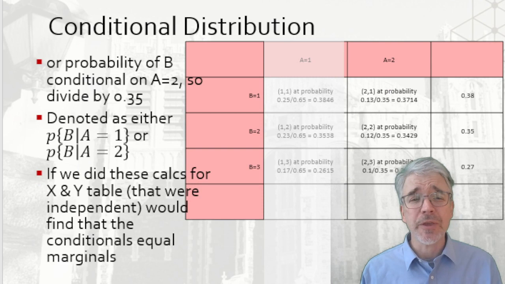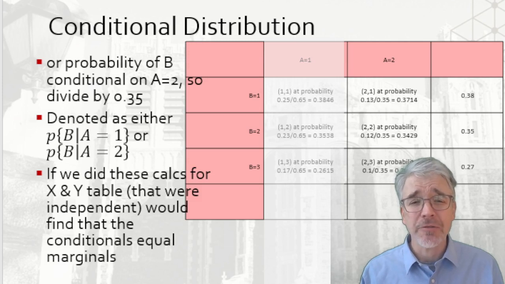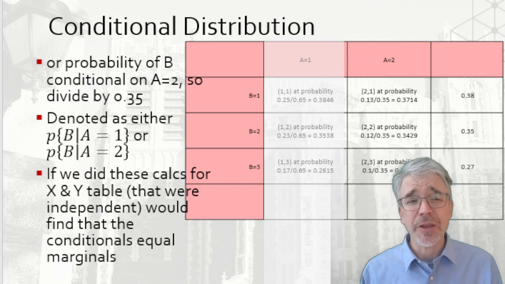Can do the same thing conditional on a equals 2. What are the probabilities of different outcomes of b? Just do those simple calculations. Note, these are different numbers. They're not equal to marginals. They're not equal to each other. They're not independent events. Note the little bit of algebraic notation. We use that vertical bar to mean given that. What is the probability of b given that a equals 1?